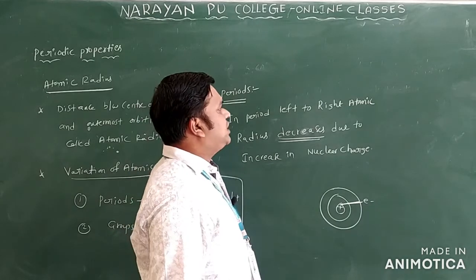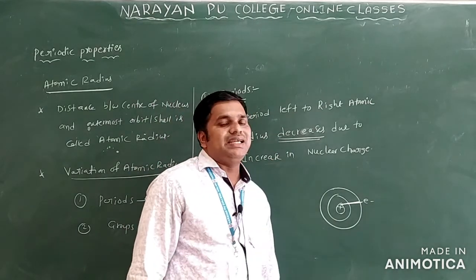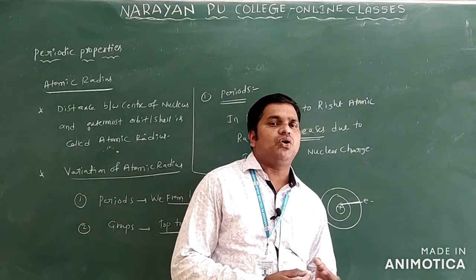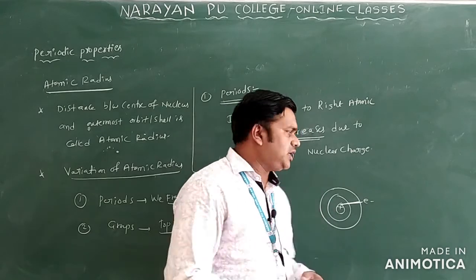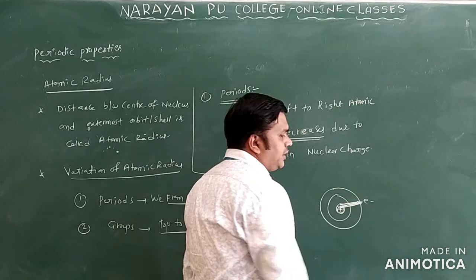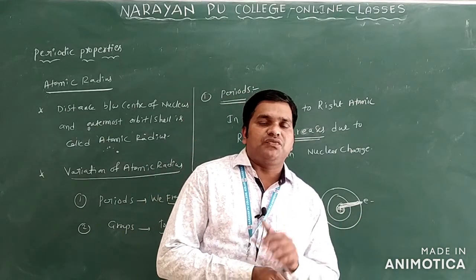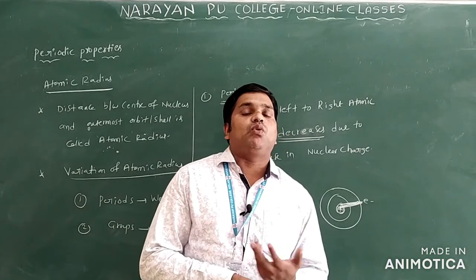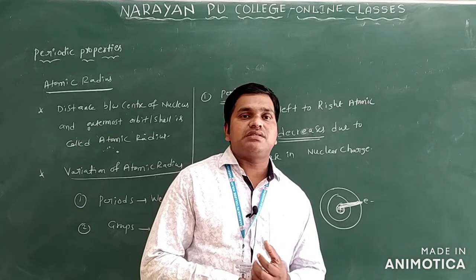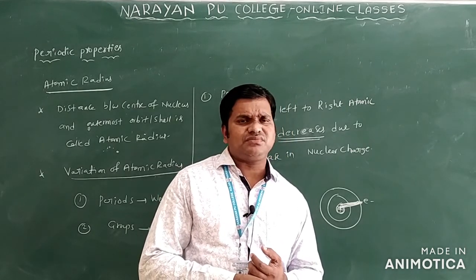In the case of periods, from left to right, atomic radius decreases due to the increase in nuclear charge. What does nuclear charge mean here? The charge of the nucleus acting on the electron. Here there is an attractive force between the nucleus and the outermost orbit. If an electron enters the same subshell, then nuclear charge increases. Whenever the nuclear charge increases, the atomic size or atomic radius decreases.